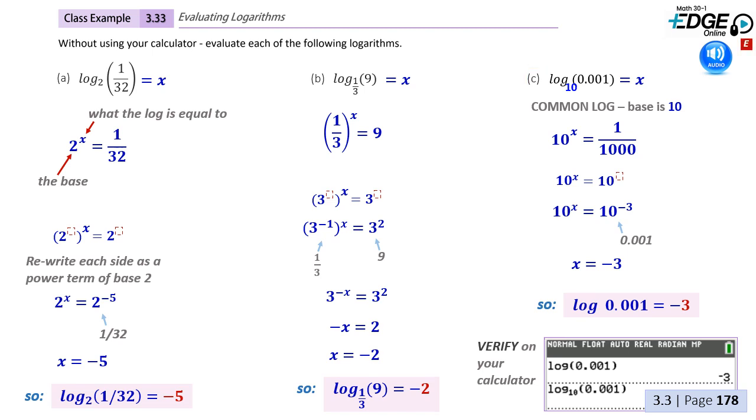In order to understand example C, note that when no base is written, there's an implied base of 10. This is called a common log. The next thing we need to understand is that decimal numbers such as 0.001 are more easily read as 1/1000th, because the third place after the decimal is the thousandths position.